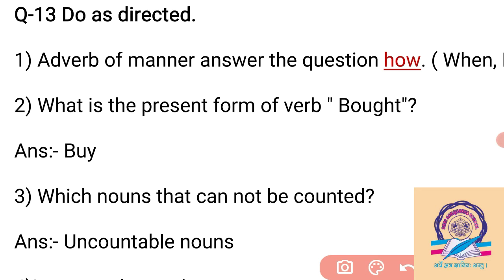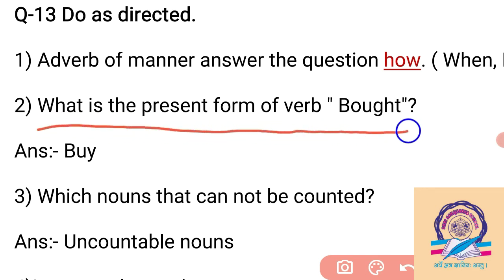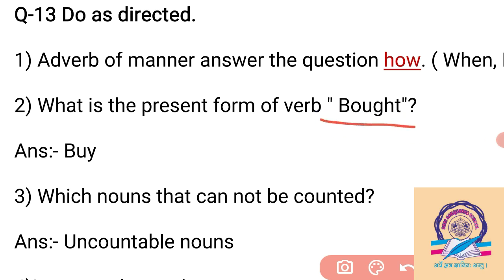Then the second question is given: what is the present form of the verb bought? We know that verbs have three forms: present, past, and past participle. So bought is the past form or past participle form. So what does it change into in the present form of the verb?